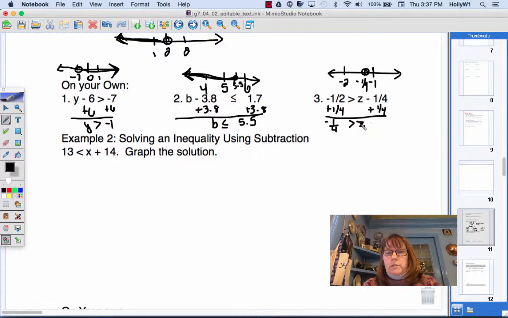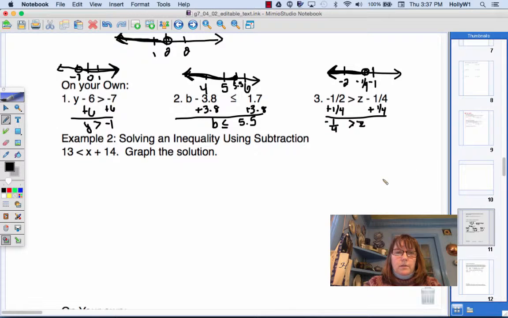Now, you have 2 choices. You can rewrite this so that it's the way you expect, variable, inequality, and then a number, or you can just read it from right to left instead of left to right. You always want to start with the variable. z is less than negative 1/4. If that's true, it means all the numbers that satisfy this inequality have to be less than negative 1/4. So it means that our line is going to go that way.